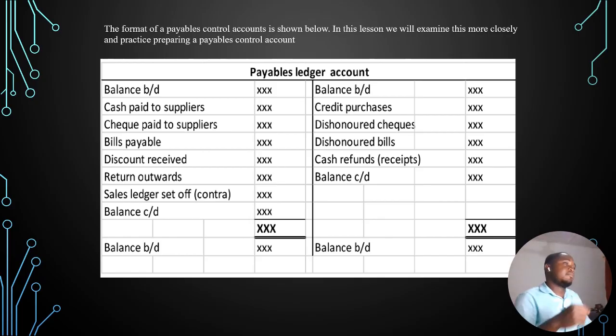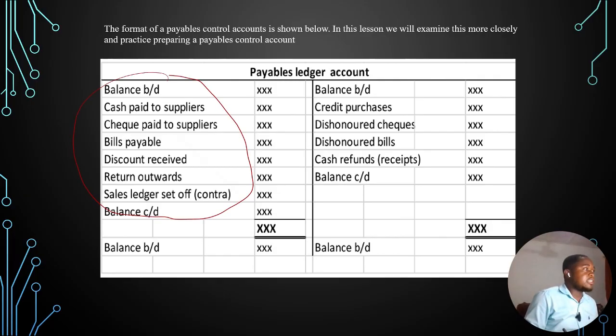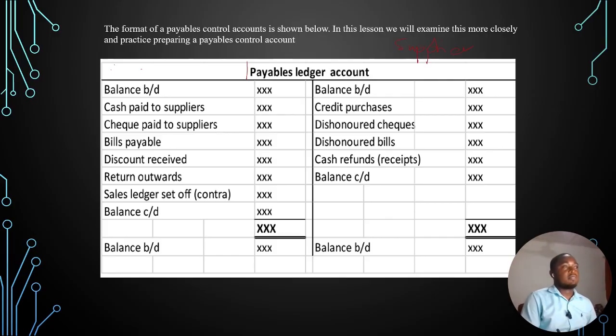And then this is the format of the payable ledger control account. All these items reduce how much you are owing to the supplier, right? So this one talks about the supplier. Let me write it here. The supplier. This one talks about the supplier.